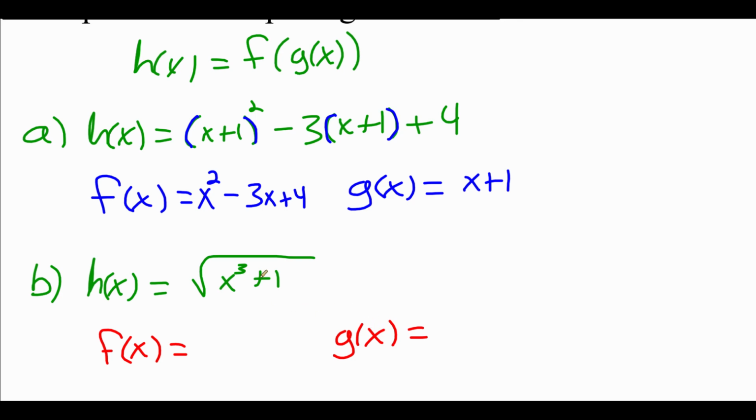So here my g of x function is going to be the stuff underneath that square root. So it's going to be the x cubed plus 1. And then for my f of x function, I'm just going to remove that stuff from underneath the radical and replace it with a plain x. So that's just the square root of x.